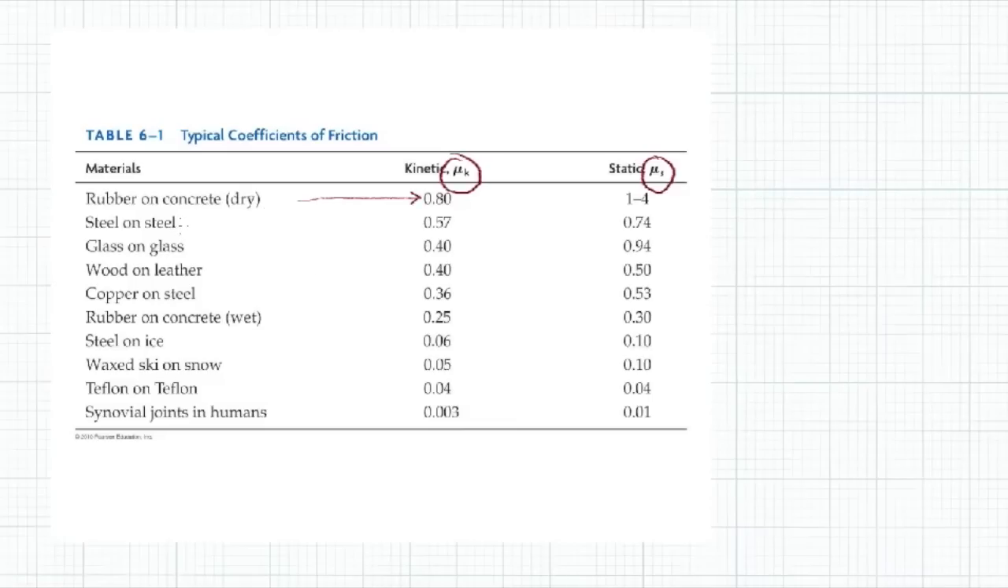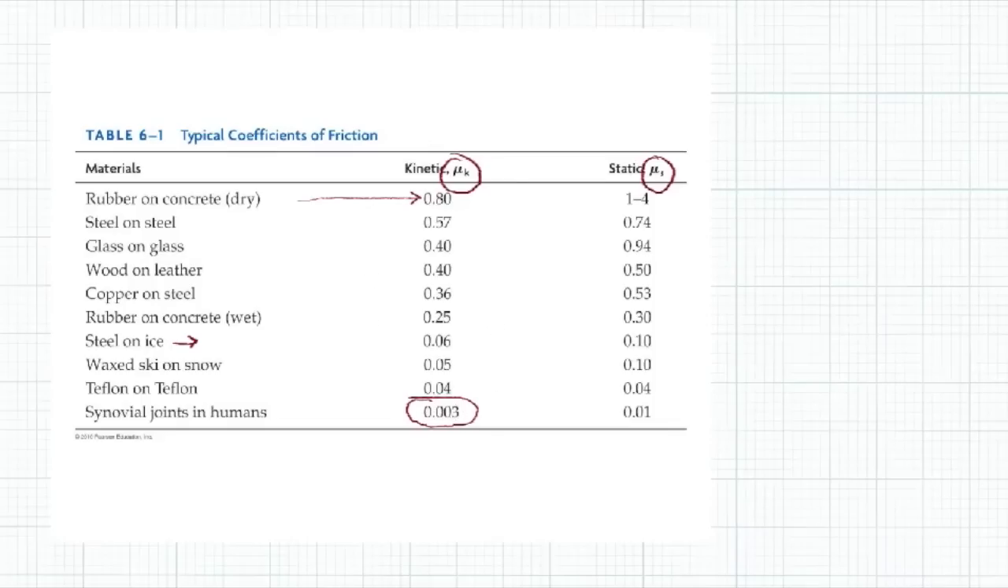Other combinations, steel on steel. You can polish steel pretty finely, but there's still a fairly high friction between them. Glass on glass, even smoother. Copper on steel, steel on ice. That's what ice skaters and hockey players care about. That's fairly low. That's 0.06. It's a multiplier of 0.06. It means there's not that much friction. And apparently synovial joints, I don't know what they are, but it's very low. If you think about it, when you move one of your joints, your elbow or your knee, do you feel a lot of friction in there? Well, hopefully not. That's because our bodies are set up with very low friction in our joints.